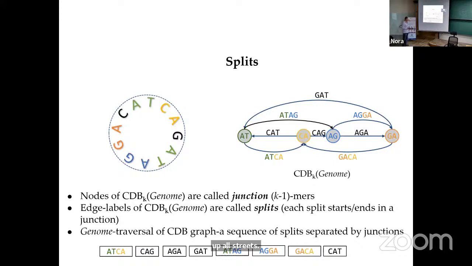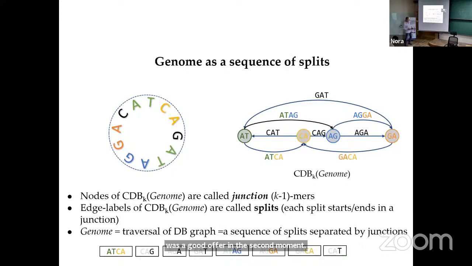And genome traversal of the CDB graph. The genome actually traverses the graph. We can go ATCA, then we can go CG, and then continue, and it will pass through the whole genome. So genome traversal is basically a sequence of splits, right? When we walk across the genome, we traverse edges of the graph in a certain order, and this sequence of splits spells out the genome.